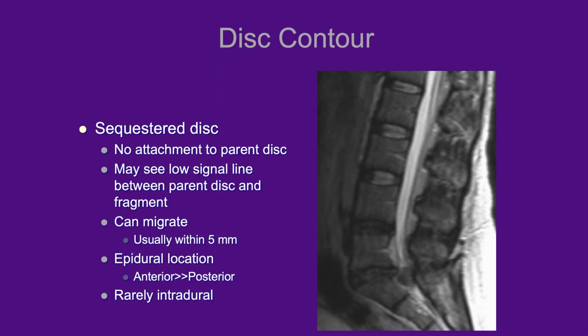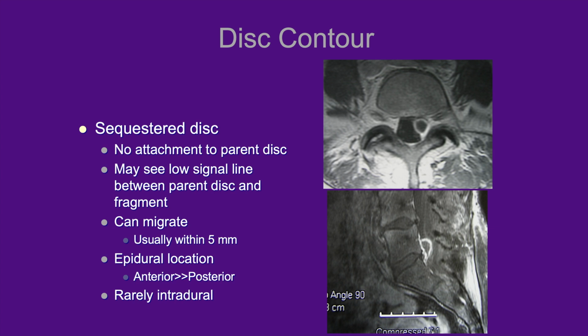You can also have sequestered disc fragments with no attachment to the parent disc. You may be lucky enough to see a low signal line between the parent disc and the fragment. If you're also fortunate enough to have contrast on board, you can see that sequestered fragment completely surrounded by inflammatory reaction. It's important to remember that these can pull off little shards of bone that can then penetrate the dural sac.